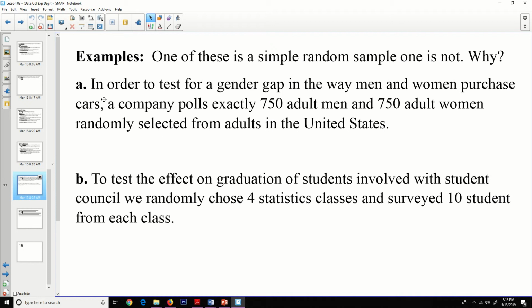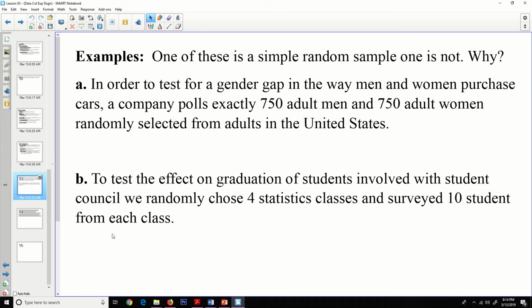In order to test for a gender gap in the way men and women purchase cars, a company polls exactly 750 men and 750 women randomly selected from adults in the United States. And then, to test the effect of graduation of students involved with student council, we randomly chose 4 statistics classes and surveyed 10 students from each class.